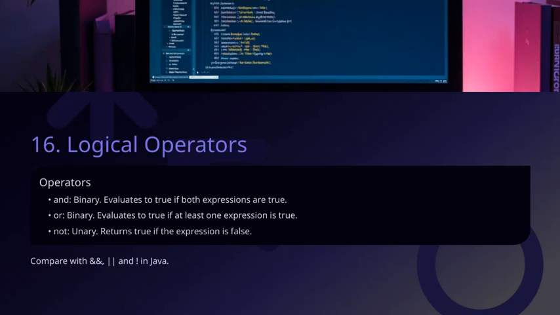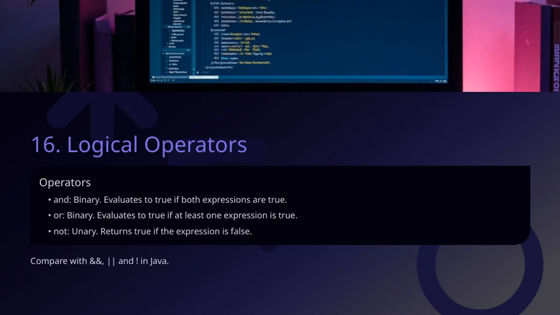Let's take a closer look at logical operators. First, we have the AND operator, which is binary, meaning it works with 2 expressions. It evaluates to true only if both of those expressions are true. So if either one is false, the whole expression becomes false. Next is the OR operator, also binary, which evaluates to true if at least one of the expressions is true. It only returns false if both are false.